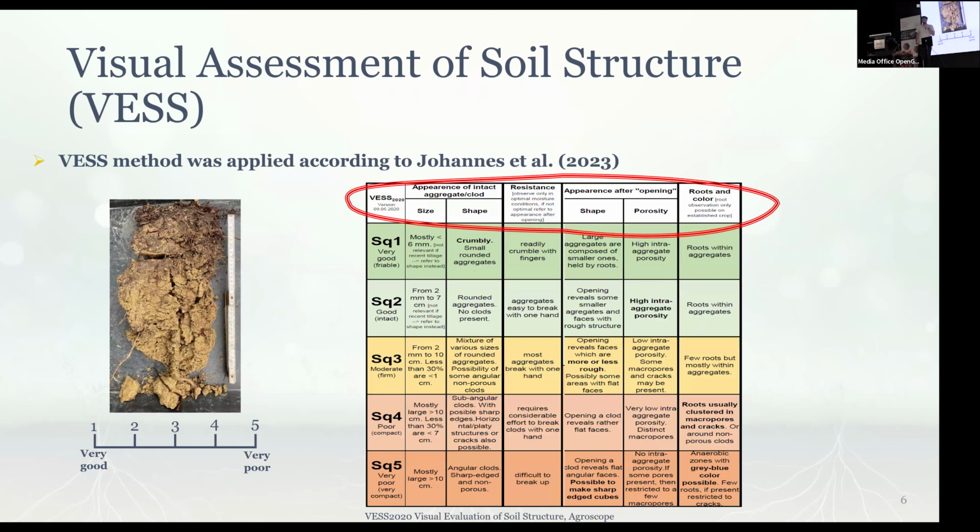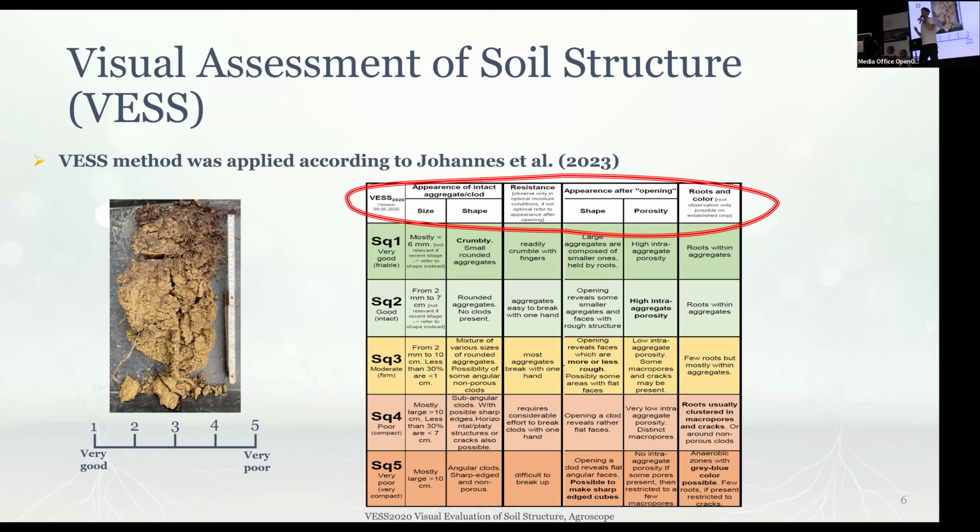Firstly, for the visual assessments, I know there are different methods that are all similar. Basically, you take a spade, you get some bulk of soil out of the ground, and then you break it apart by hand pretty gently, and you look at the following parameters that I marked here in red: the size, the shape. Then you look at the aggregates themselves, like the roots. How do they go through? How porous are those aggregates?